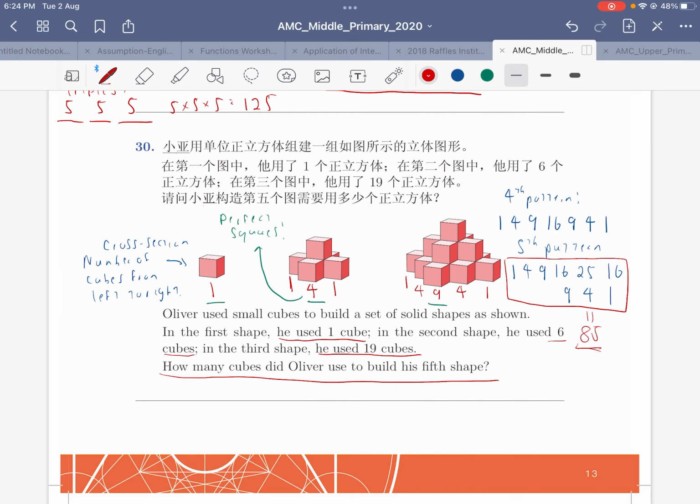Alright, so I hope through all these exercises you have improved your pattern recognition skills. Because 1, 6, 19 doesn't look like there's some pattern to it. Instead, it looks a little bit more jumbled and a little bit more erratic as compared to this particular pattern that Teacher Chiw has introduced you to. So, hopefully you guys are able to recognize patterns in a little bit more different way. Alright, so with that, we have come to the end of our AMC Middle Primary 2020 past year paper go through.